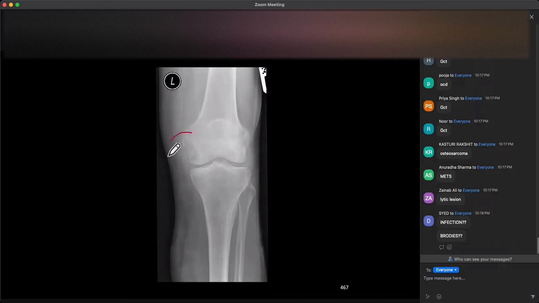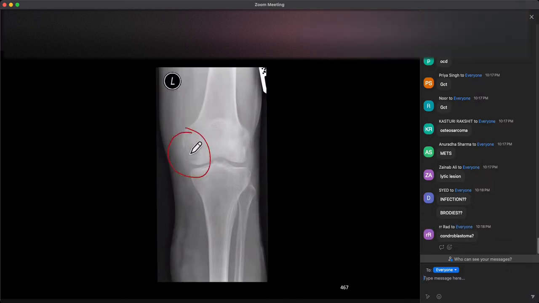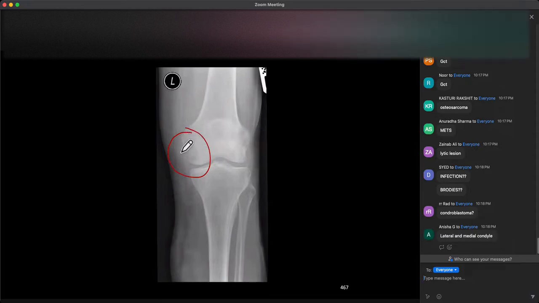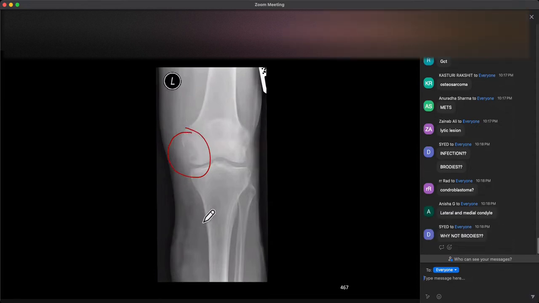The key here is to just spot the abnormality. We've got cortical destruction, so it's malignant, and it's either a metastasis or a giant cell tumor, GCT. And in fact, this was an adenocarcinoma metastasis. Note also the patient's got varicose veins, just here.